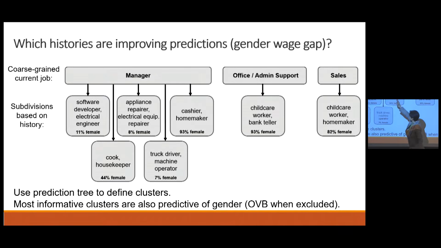So manager, and these are the most predictive divisions we found in our data set. Among managers, here are the 5 most predictive subcategories. Over here we have cashier and homemaker: a group of managers who have cashier and homemaker in their history. This group is 93% female, and it has low wages. This group over here has software developer and electrical engineer in its history. It's 11% female, and it has high wages.